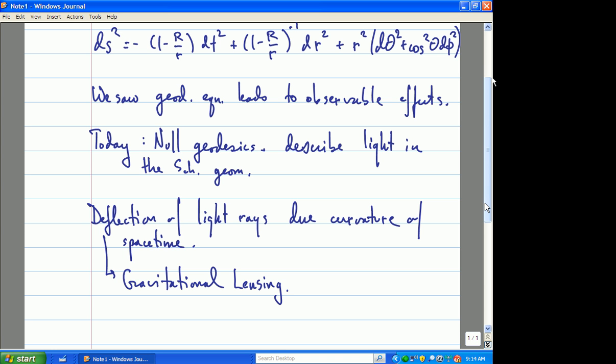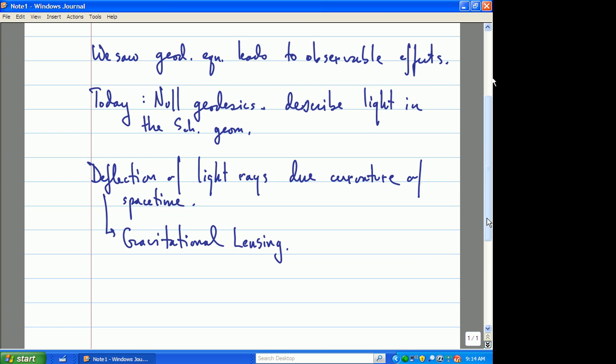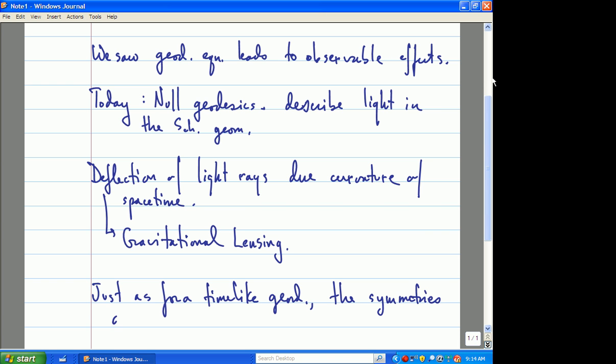So the story that we are going to be developing will follow very closely the story that we developed last class for time-like geodesics. Just as for a time-like geodesic, the symmetries of the Schwarzschild spacetime lead to conserved quantities.